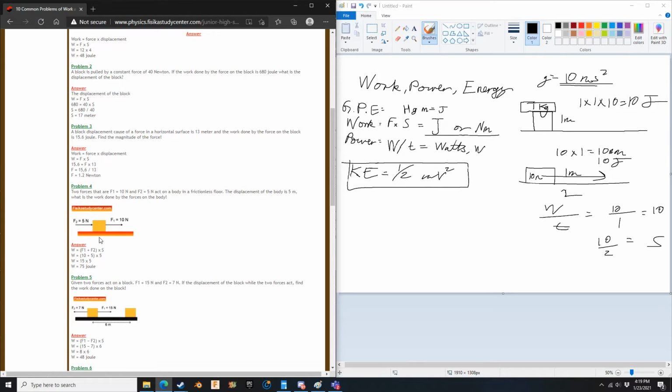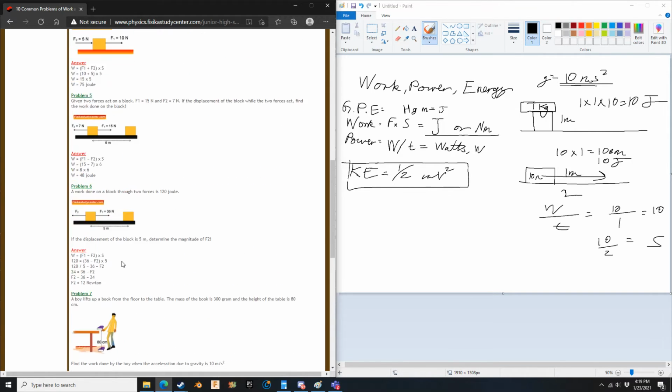Let's move on. We have here a block being pushed by 5 newtons and being pulled by 10 newtons on the other side. As you can see, these forces are acting together, helping each other out, and if they're helping each other, you just add them together, and you get the answer quick and easy.